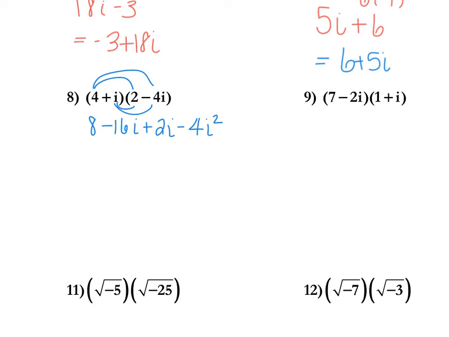Okay, so i to the first is fine, but anything bigger than that we need to take care of. And like I said earlier, i to the second is going to be the biggest one that you're going to see the most. So this is negative 4 times negative 1. So this is plus 4. Then from here, we're going to practice just combining like terms. So you're going to combine the real parts together, and that gives me 12. And then you're going to combine the imaginary parts together, and that gives me minus 14i. And that's your answer. Okay?